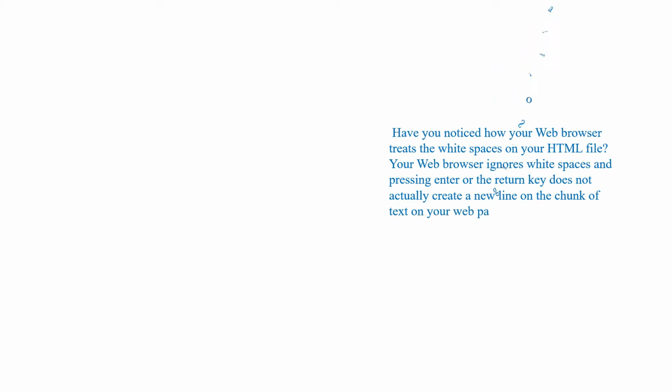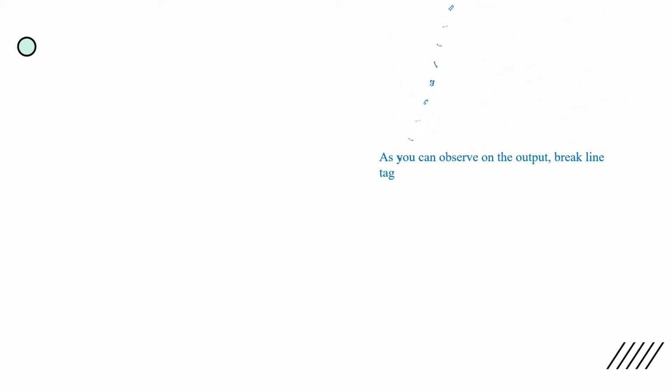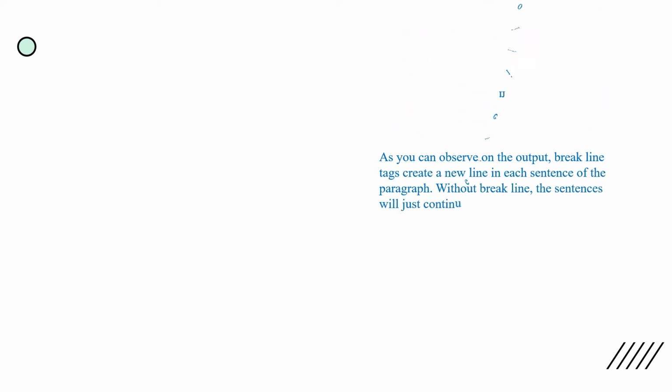Here on the left side, you can see an example of breakline tags written in our text editor. As you can observe on the output, breakline tags create a new line in each sentence of the paragraph. Without breakline, the sentences will just continue even if you use the enter button while typing it.